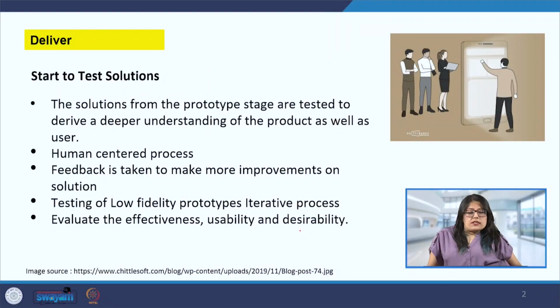So, in the previous lectures, we have seen the stages of design thinking, the discover and develop phase, and today we will be studying the deliver phase. The deliver phase is basically the solutions that we develop during the prototype stage. These are rigorously tested to get an understanding of the product and its interaction with the users.